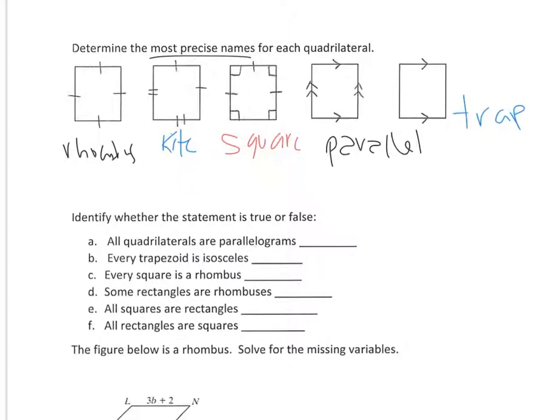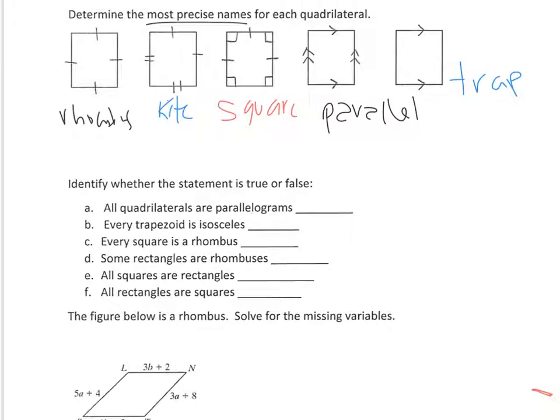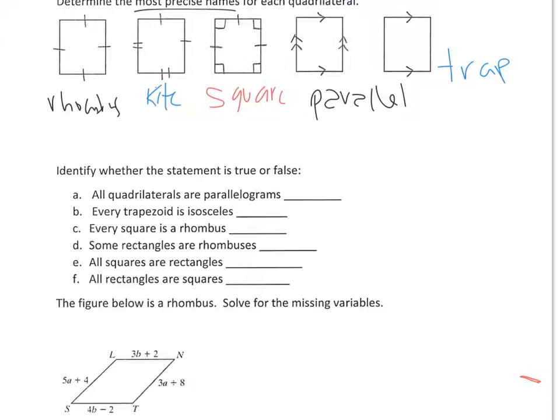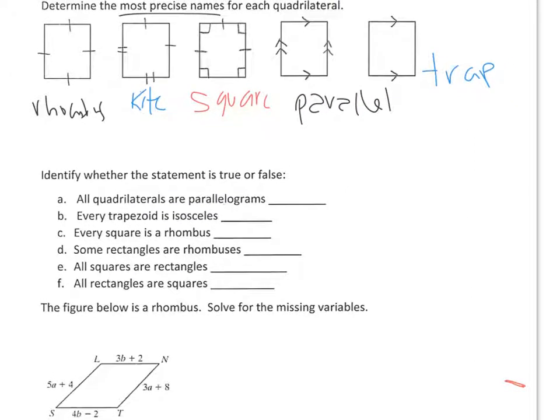Okay, for this next part, we are going to look at identifying whether it's true or false. You have to think of the hierarchy. Are all quadrilaterals parallelograms? That's false, because kites are quadrilaterals and they are not parallelograms. Every trapezoid is an isosceles trapezoid. Nope, so that's false.